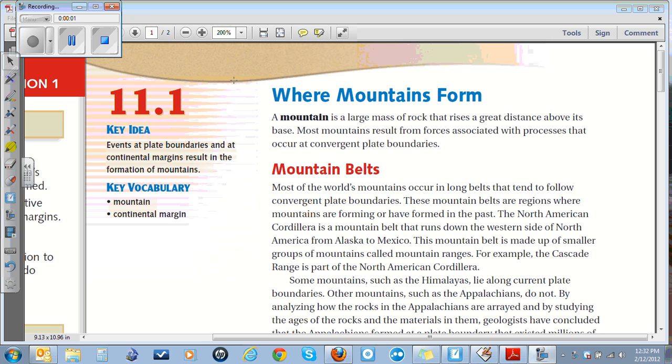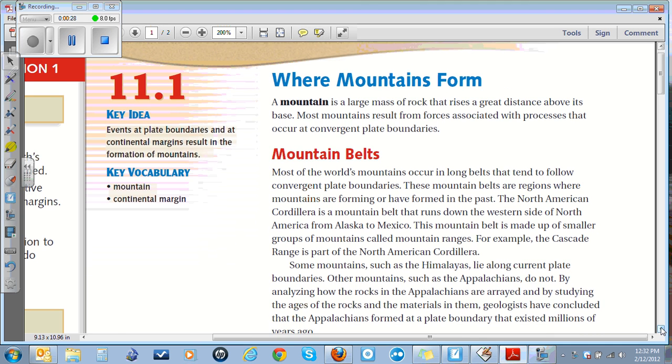This is a reading of Chapter 11, Section 1 on mountain formation. Section 1, where mountains form. A mountain is a large mass of rock that rises a great distance above its base. Most mountains result from forces associated with processes that occur at convergent plate boundaries. Remember, that's where two plates are coming together, one of them subducting under another.